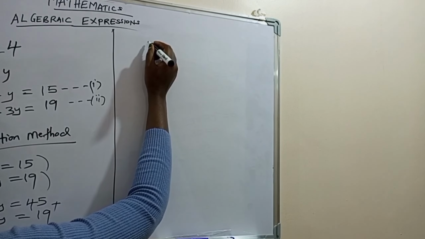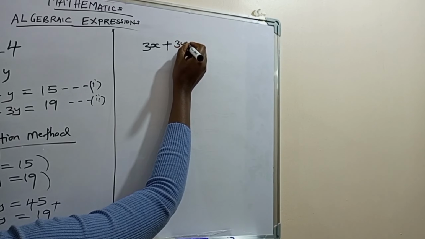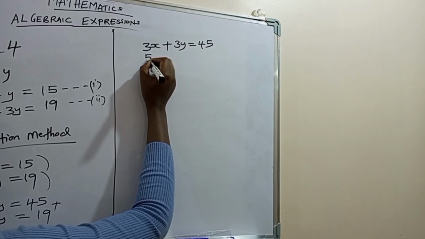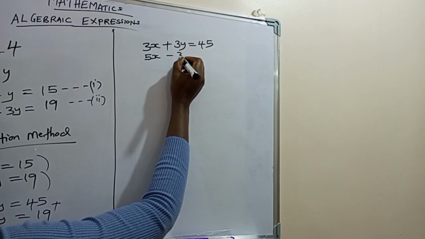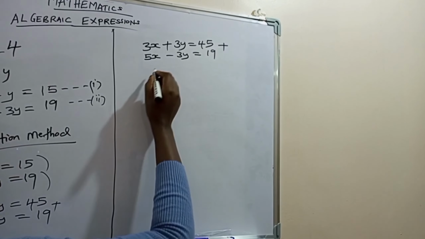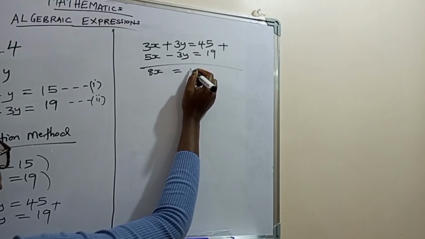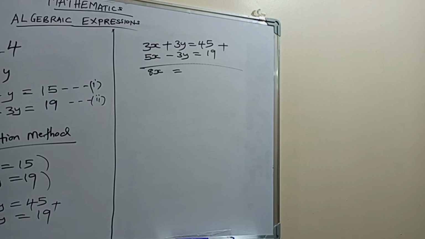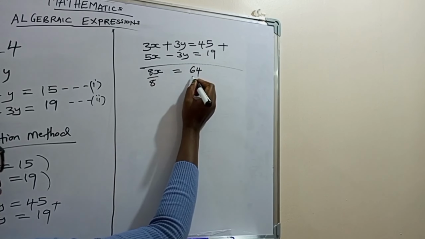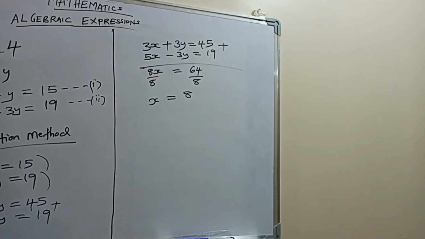If we add the two equations, 3x plus 3y is equals to 45. 5x minus 3y is equals to 19. So if we add the two, we get 8x, this one is 0, is equals to 19 plus 45 is 64. So divide by 8, divide by 8. So our x is equals to 8.